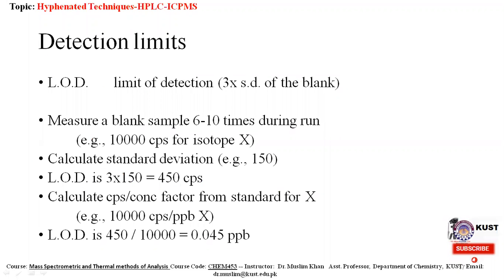Coming to the detection limit. The limit of detection is the lowest concentration your instrument can measure. How is it calculated? We measure the signals of the blank, 10 blanks, and take 3 times the standard deviation of the 10 blanks, measuring blanks 6 to 10 times during a run. The limit of detection is this one. The limit of quantification is 10 times the standard deviation of the 10 blanks.